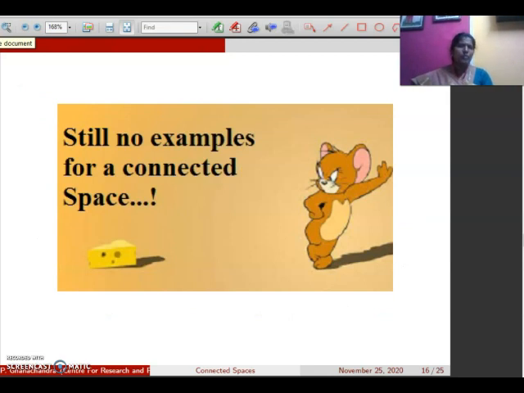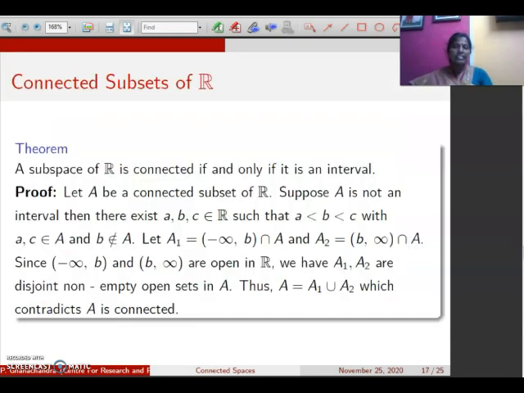Now, still there is no example for a connected space. Already we have seen a lot of examples of disconnected spaces. Here, first let us see the connected subsets of R. Then we can go for examples of connected subsets. The important theorem on the real line is: a subspace A, a subset of R, is connected if and only if A is an interval.